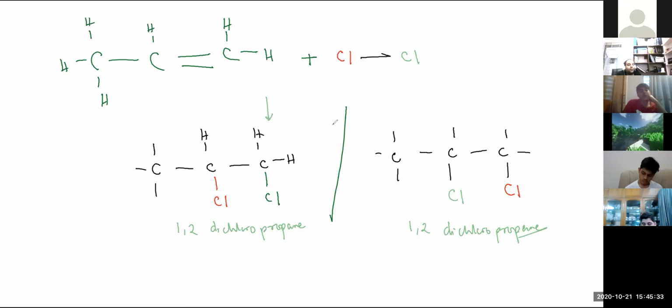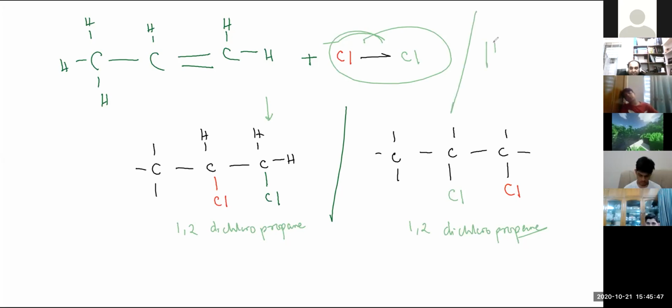But where is the difference? When instead of chlorine or instead of halogen, you're adding a hydrogen halide. It could be HCl, or HBr, or HI. Reacting with HI is very difficult, so we will concentrate on HCl and HBr.